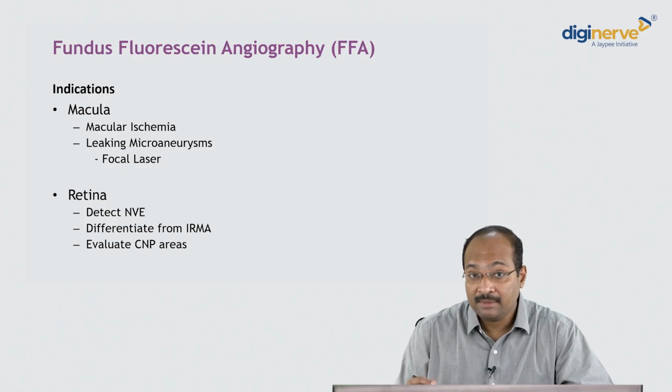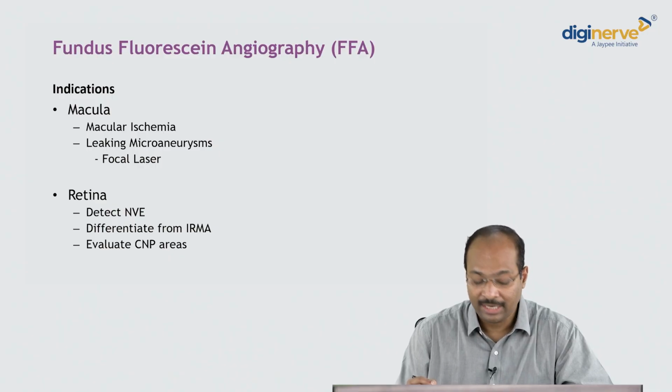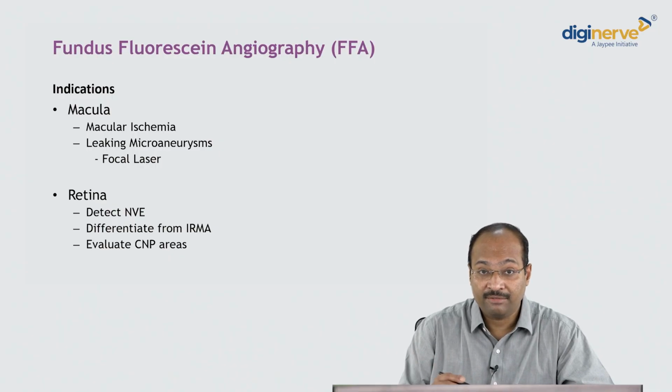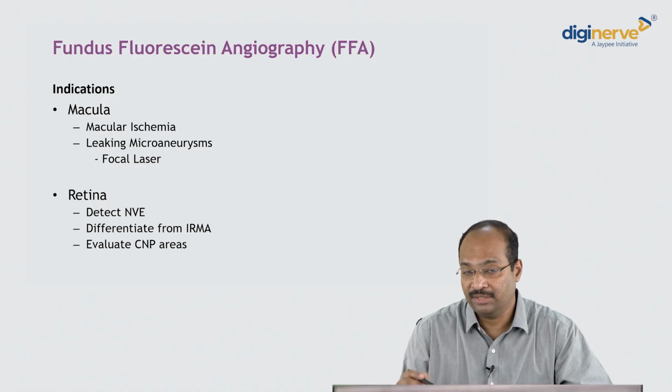Very importantly, it helps us differentiate from IRMA or intraretinal microvascular anomalies, and therefore differentiate the proliferative stage of diabetic retinopathy from the severe non-proliferative stage of diabetic retinopathy. It also helps us evaluate the extent and the location of capillary non-perfusion areas.